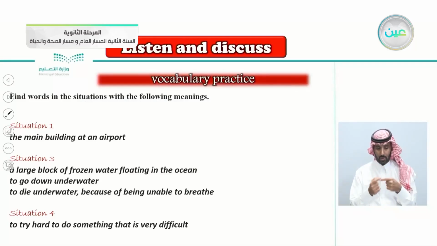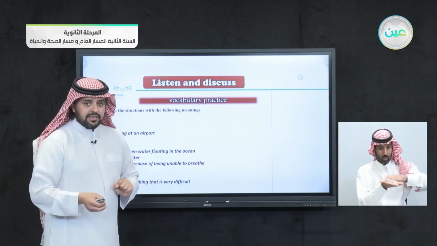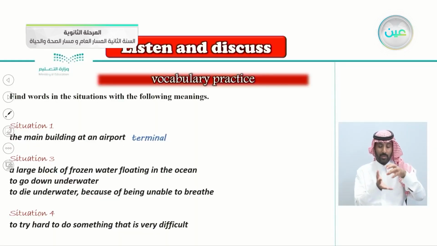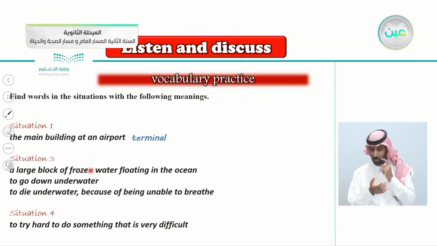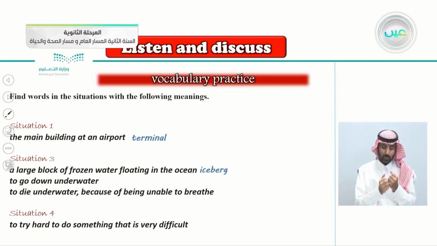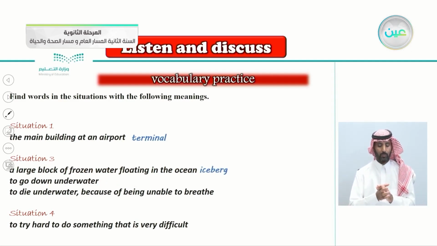Continuing here with the vocabulary practice, find words in the situations with the following meanings. So, in situation 1, the main building at an airport. What do we call the main building at an airport? Very good, we call it a terminal. Situation 3, a large block of frozen water floating in the ocean. What do we call it? Yes, an iceberg.